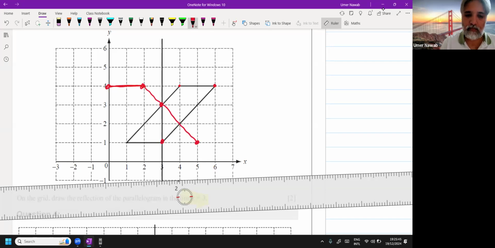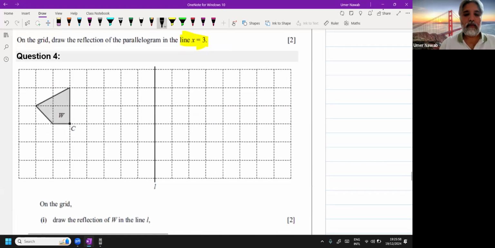the translation. So this is the translated figure about which line? x equals 3. Next. So we have to go to the opposite side of the line of reflection. 1, 2, 3, 4, 5. 1, 2, 3, 4, 5. So it makes it like this. Just draw the opposite shape. And this is the reflection.